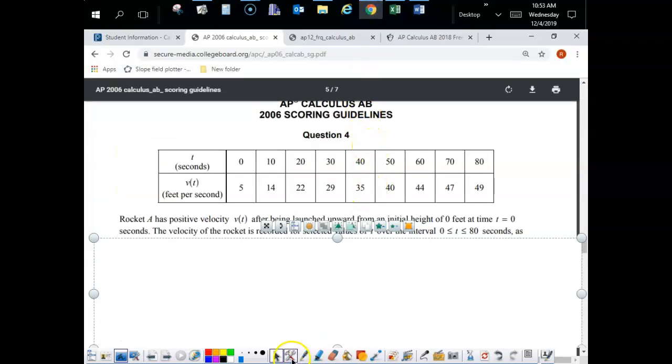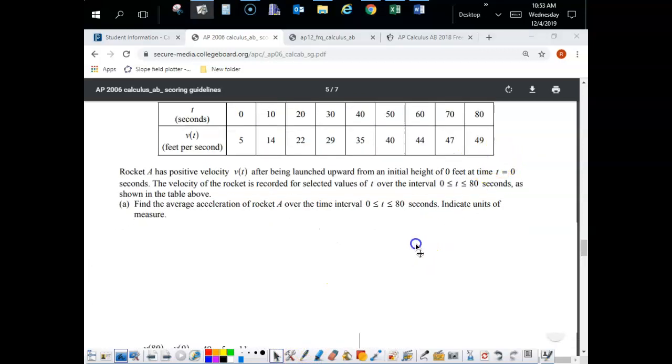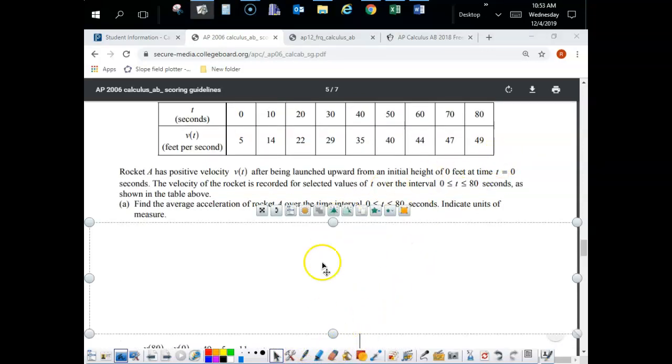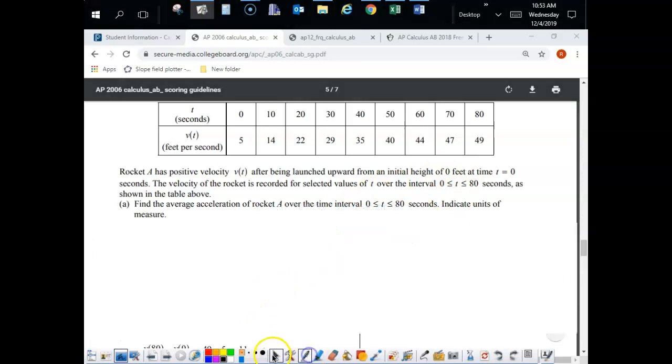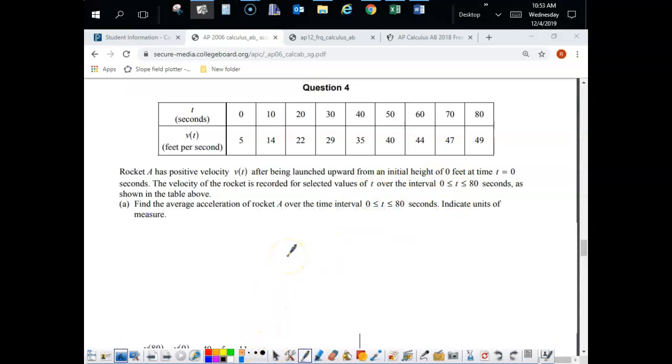Let's start off with the 2016 FRQ here. It says rocket A has a positive velocity after being launched upward from an initial height of 0 feet at time t equals 0. The velocity of the rocket is recorded for selected values of t on the interval from 0 to 80 seconds, as shown in the table above.